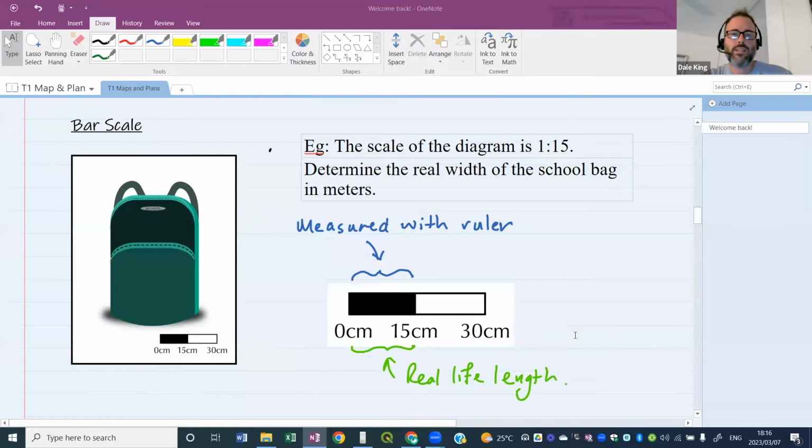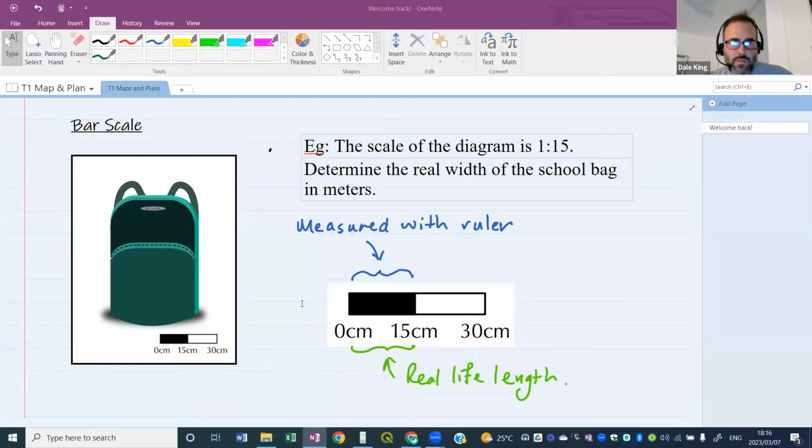All right, so let's have a look at this scale here, which is a bar or line scale or linear scale. Okay, so if you look at my diagram now, there where the school bag is, you will see a bar. It works a little differently to the ratio. Okay, so here is the same statement. They say the scale of the diagram is 1 is to 15. Or they might not even show 1 is to 15. They might remove that. They say, here is a diagram, determine the real width of the school bag in meters. So how to interpret this bar scale?